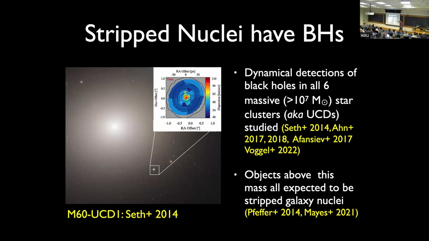It turns out it's not unique. In all of the very massive UCDs that we've looked at, we've also found evidence for black holes in them. And we think those objects are unlikely to ever be ordinary star clusters. We think essentially all clusters that are above about 10 million solar masses are likely these stripped galaxy nuclei.